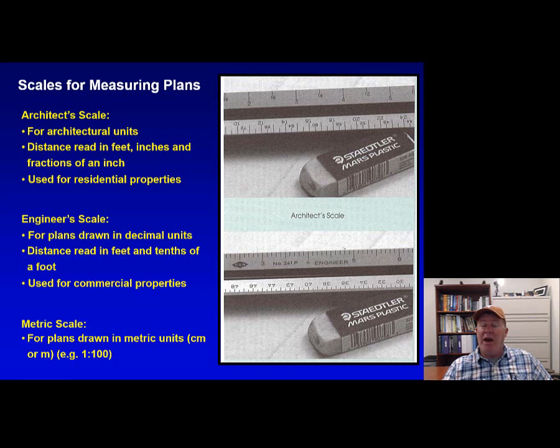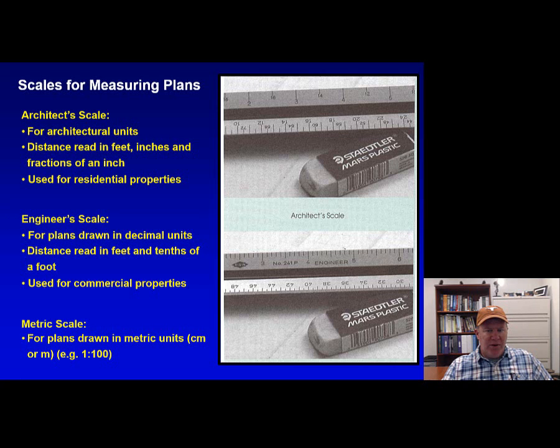The only time I use metric scale is in the Army and doing land navigation. So I know a little bit about it, but I would not want to use the metric scale for doing landscape plans or irrigation plans.